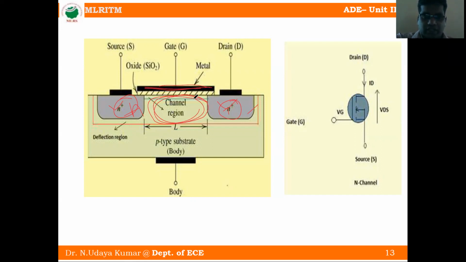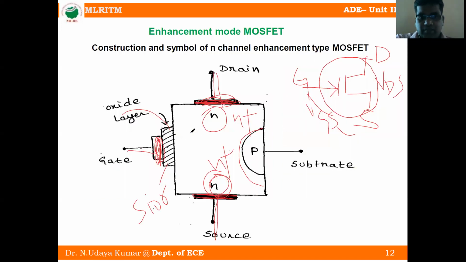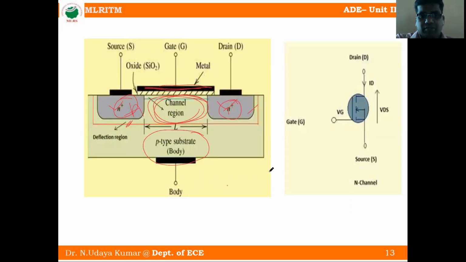So this channel and this red line is there. We call it as depletion region. This is the depletion region. Out of the channel, we call it as depletion region. This is the P substrate. P substrate is nothing but a semiconductor material, P material.